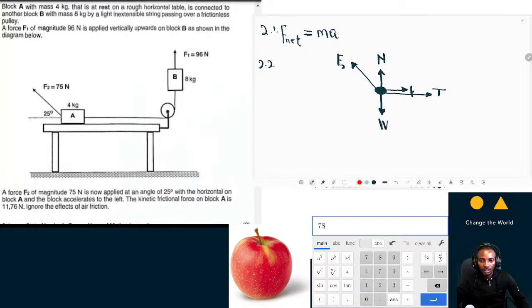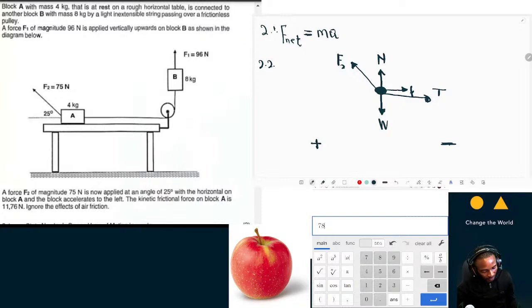So let's determine our directions. We're going to choose the direction to the left as positive, because this is the direction of the acceleration. Therefore, the direction to the right will be negative, because the forces going to the right are opposing the motion of the object.